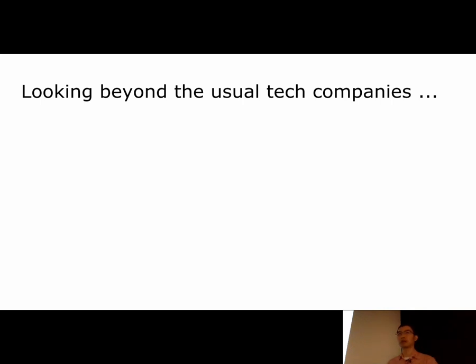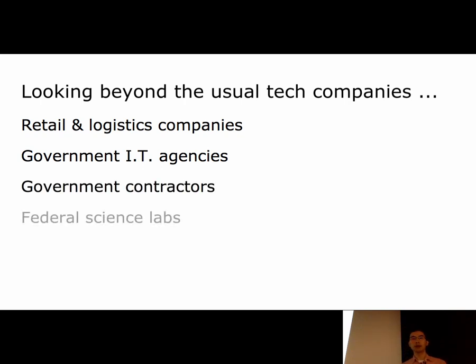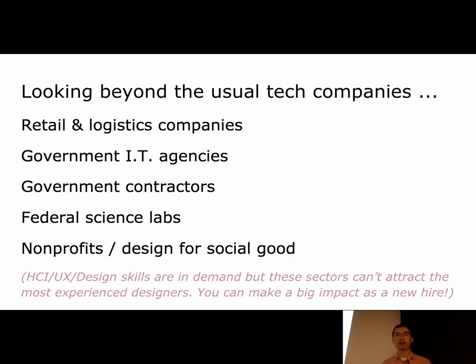So here are some examples of sectors. Retail and logistics, right? Kind of back end retail and logistics that basically powers all of our economy. Government IT. A lot of agencies contract with the government in various fields. It's not in the news and everything. It's all behind the scenes. Contractors, again, people working in the government. Science labs occasionally have designy user research sort of roles or other kinds of user-facing roles. Nonprofits, social good kind of nonprofits and such.